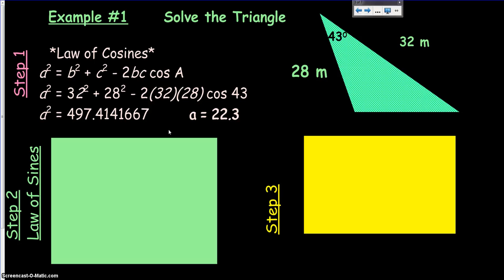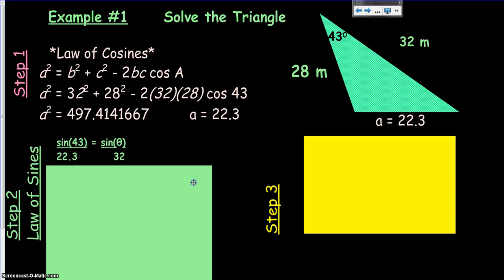When the calculator does all the work, we find out that a squared is equal to all of this. We need to make sure a is isolated, so we square root it. So 22.3 is my missing side. So now we have all three sides and an angle. So we now have an angle with the side opposite of it, which makes it able to do law of sines. So sine of 43 over 22.3 equals sine of theta, and I chose 32.